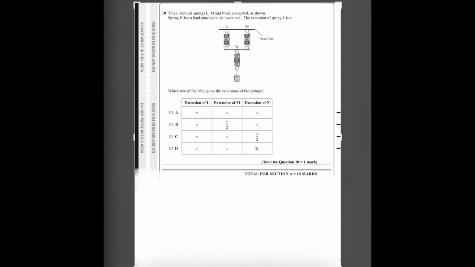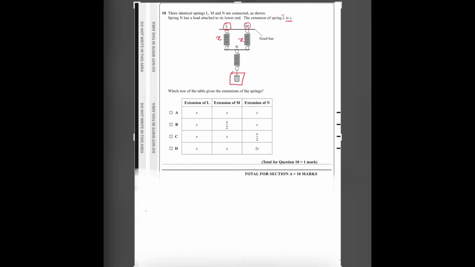Number 10. Three identical springs L, M and N are connected as shown. Spring N has a load attached to its lower end, so this is a load and it is attached to the spring N. The extension of spring L is X, so the extension of spring L is X. So what would be the extension of the springs?